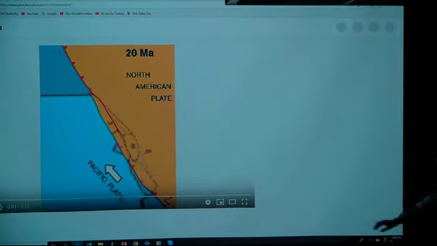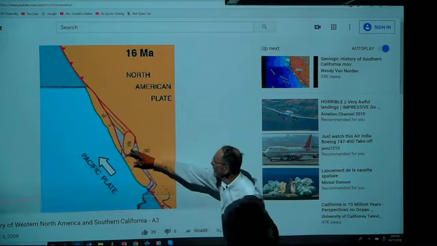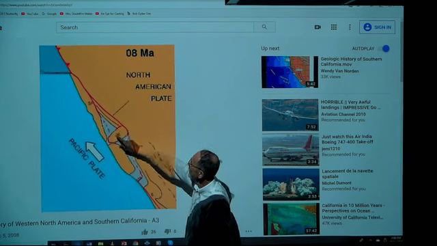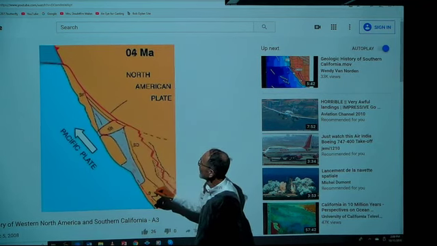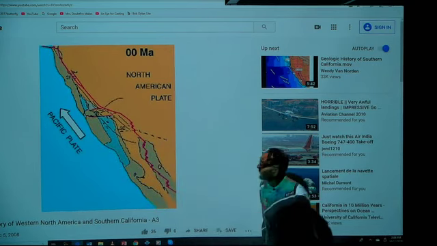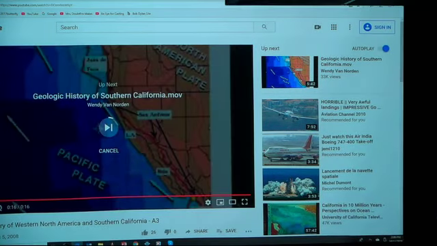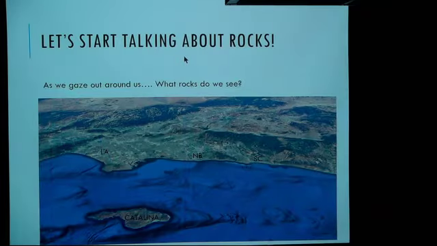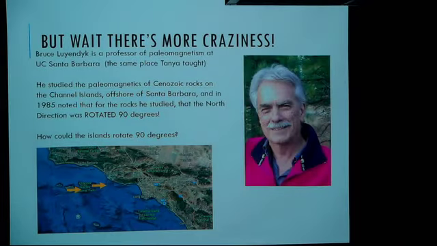And what we see is, of course, Santa Barbara originally being next door to San Diego, ripping off and eventually sort of slamming into Santa Maria. All right, in the last 30 million years. So that was Tanya's explanation of how you get paleomagnetic signatures 90 degrees away from where they were, is because Santa Barbara rotated as a block 90 degrees.